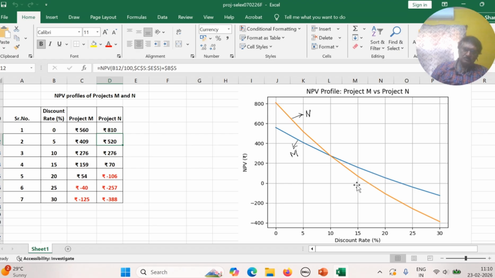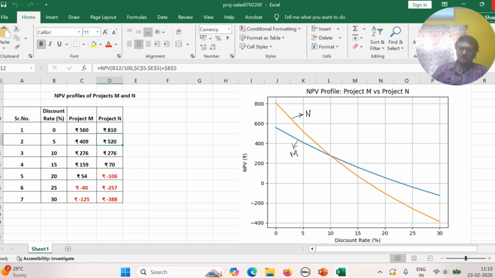Now, with the help of this graph, we have got the rule or criteria by which you can accept the project with the help of NPV. Sir, why are you discussing NPV only? Why not IRR? That I am going to discuss also.